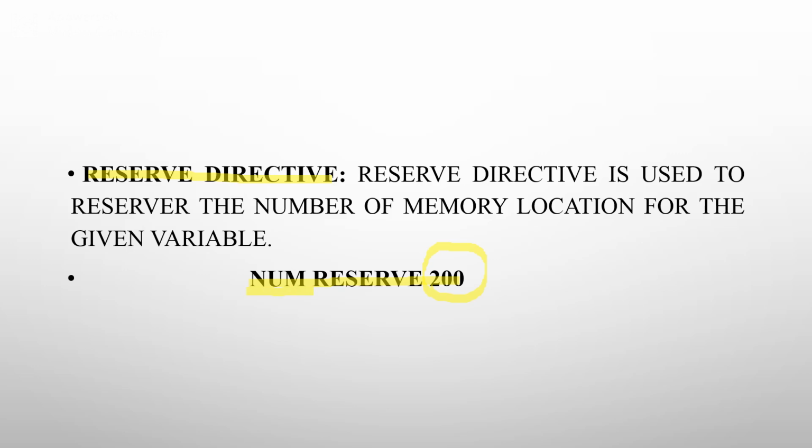So the reserve directive is used to reserve the number of memory locations. Here, what is the number? That is 200. So we'll reserve around 200 memory locations for the given variable, that is num. So that is the reserve directive.